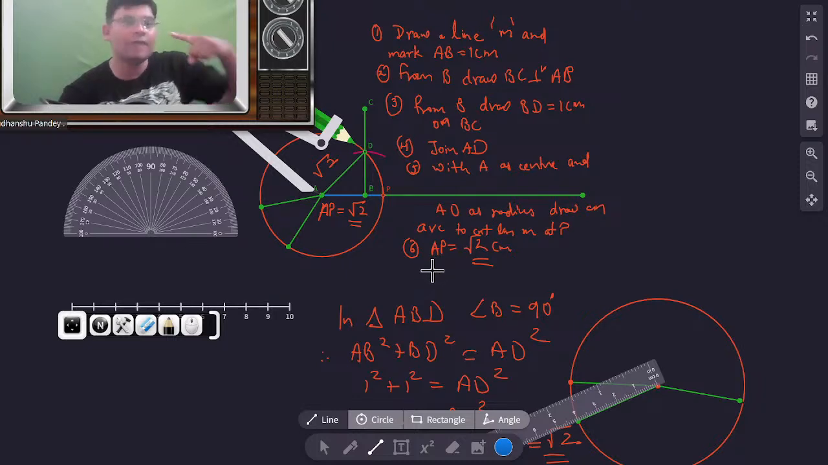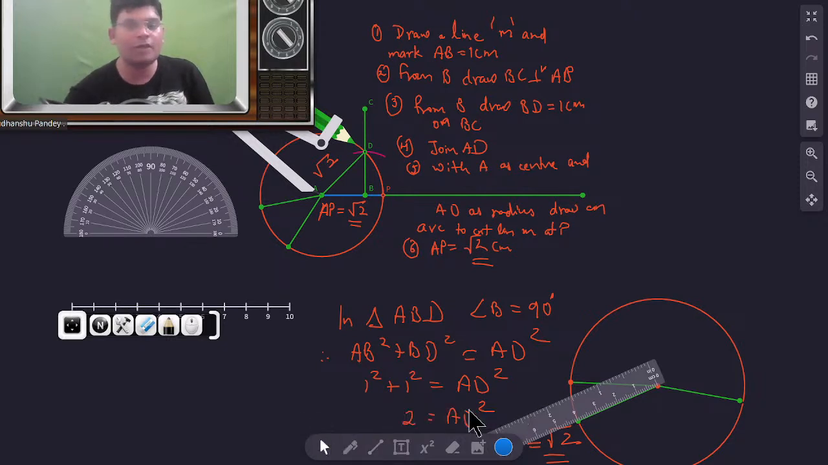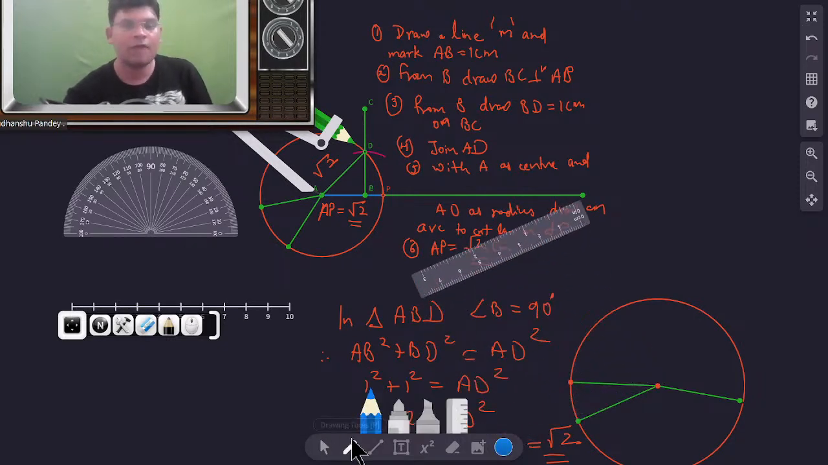You will draw a 1 centimeter line horizontal, 1 centimeter perpendicular. Join the hypotenuse, take the hypotenuse as a radius with A as a center and draw an arc to cut the previous line at AP, and you will find that AP is equal to root 2 centimeter. And you know what is the value of root 2? The approximate value is 1.414.